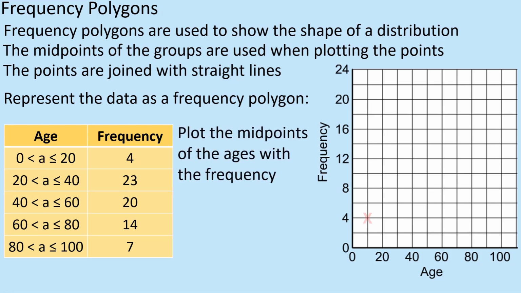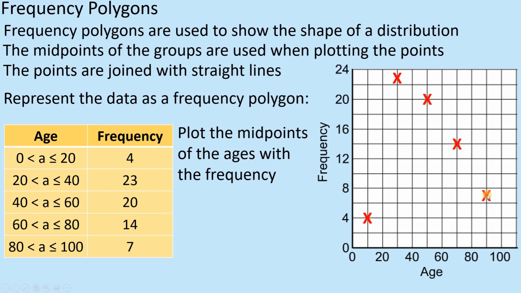So plot the midpoints of the ages with the frequency. We're going to start off with 4, and you see that's at the midpoint between 0 and 20, which is 10. Then we're going to do 23 at the midpoint of 20 and 40, so that's going to go roughly around about there. Oh no, that's 22, isn't it? Good point, that's 23 there. 20 is going to go between 40 and 60, so halfway is 50, so it's going to go where my cursor is now, hopefully. Good. Then 60 to 80, between there and there, is going to go up to 14, so there. And then between 80 and 100, so that's going to be 90, and it's going to go up to 7. It's going to go there.